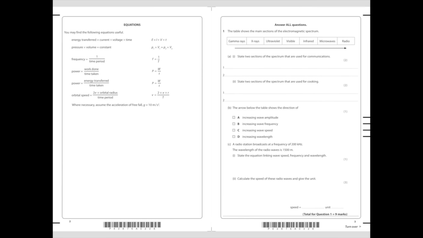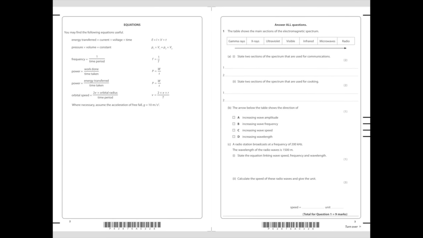The table shows the main sections of the EM spectrum. So we've got gamma rays, X-rays, ultraviolet, visible, infrared, microwaves and radio waves. State 2 sections of the spectrum that are used for communications. So you're looking for the long wavelength end, which is radio waves, microwaves or infrared or visible. Any 2 picked from those 4 will be suitable.